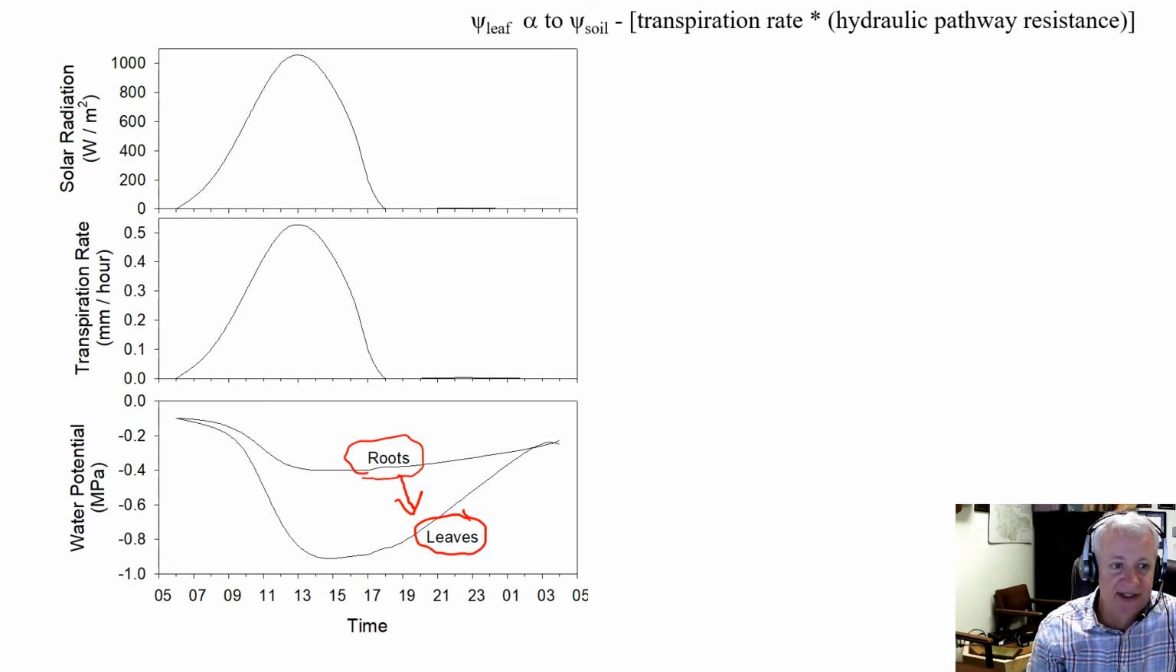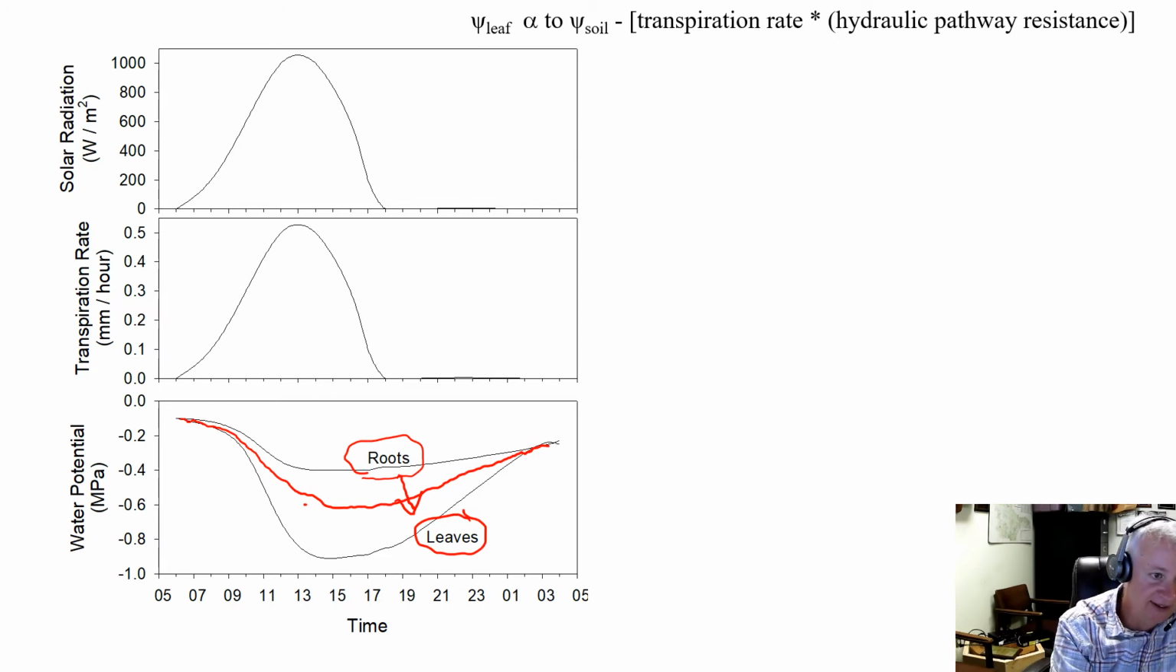relative to transpiration rate. We might hypothesize that, for instance, the water potential halfway up the stem might look something like this. It would be intermediate to the root and leaves. Okay, so there's a gradient, so this is stem. So there's a gradient from the roots to the stem to the leaves in terms of water potential.